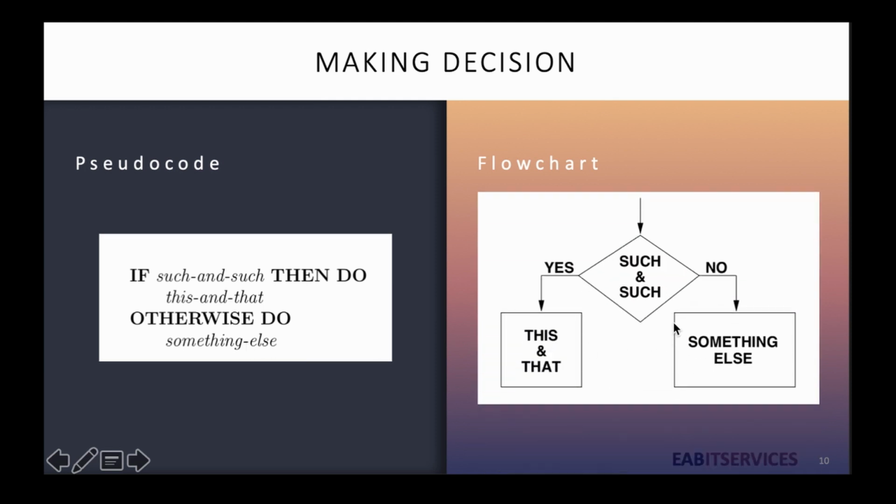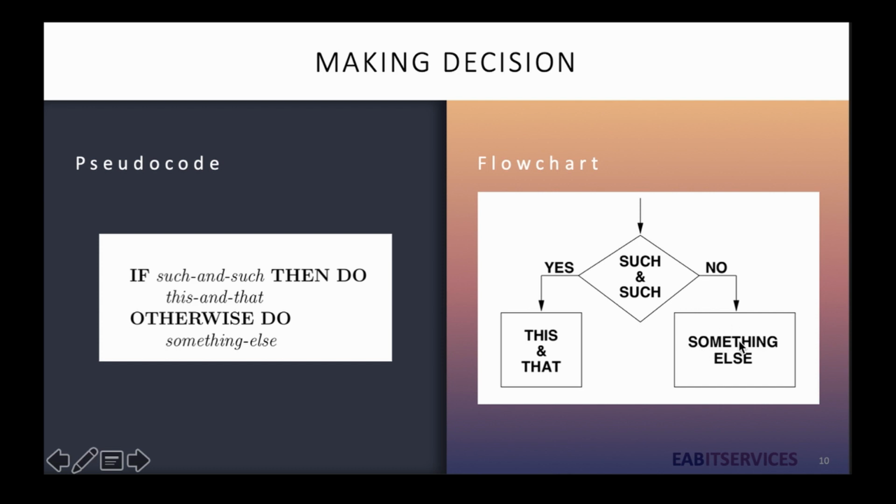This would be a representation of the flowchart. So this shows you where the next instruction is coming from. It's pointing to the diamond. Remember, we use a diamond to represent the decision. So here you have such and such. If it is yes, then you do this and that. Remember, we use the rectangle to denote process. If this decision is no, then we do something else.